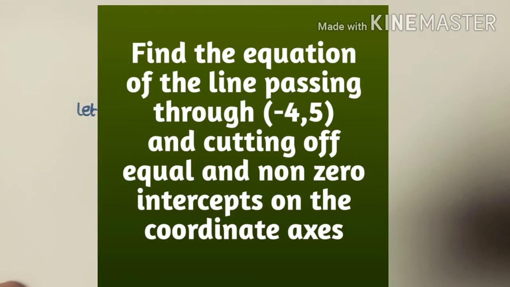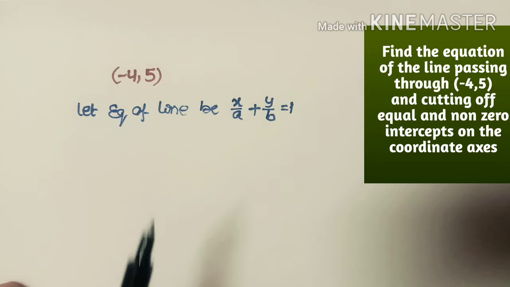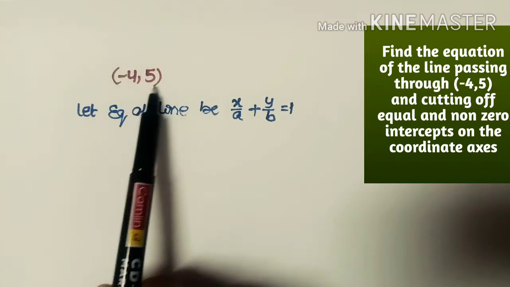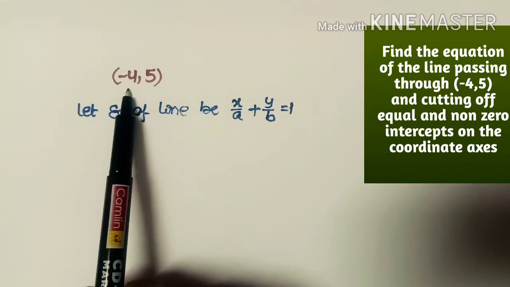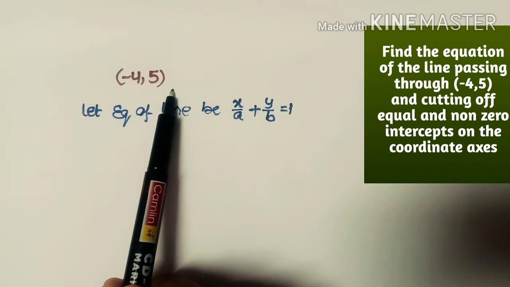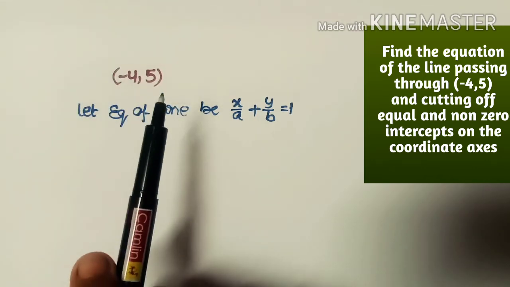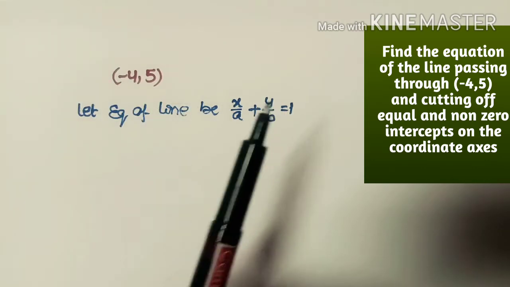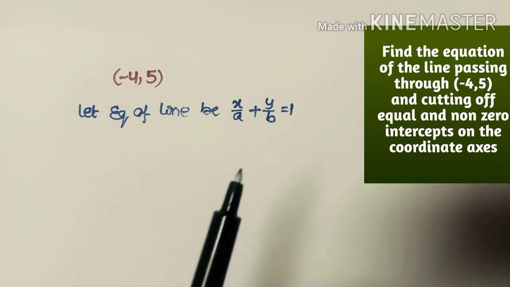Find the equation of the line passing through the point (-4, 5) and cutting off equal non-zero intercepts on the coordinate axes. Given that the line passes through the point (-4, 5) and cuts off equal non-zero intercepts, the intercepts are involved here.